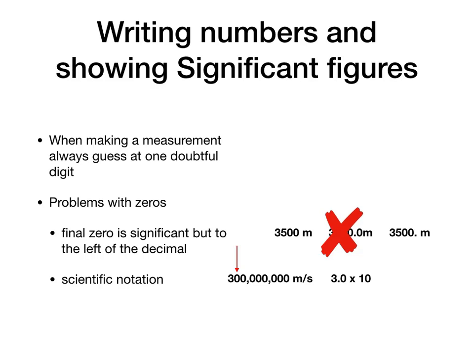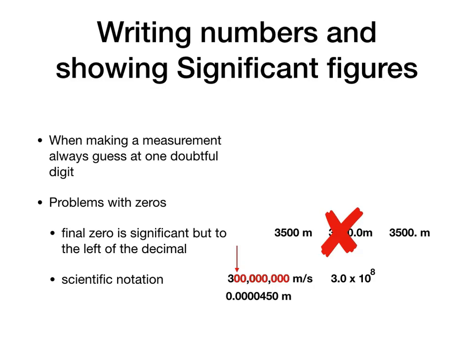So how do you figure out the power? Well, you just count how many places you had to move the decimal point to get it in the location where there's only one significant figure to the left of it. So in this case, you've got to move it 1, 2, 3, 4, 5, 6, 7, 8 places. So you write that as 3 times 10 to the 8th meters per second.